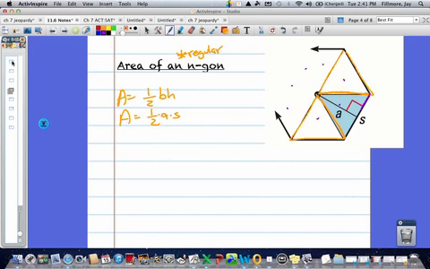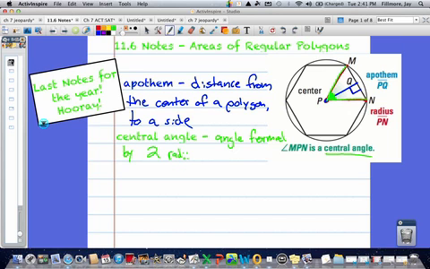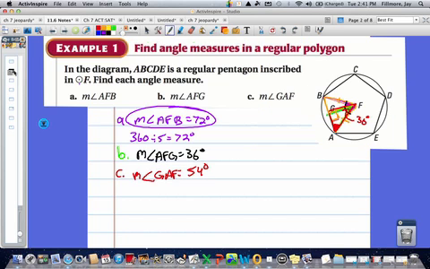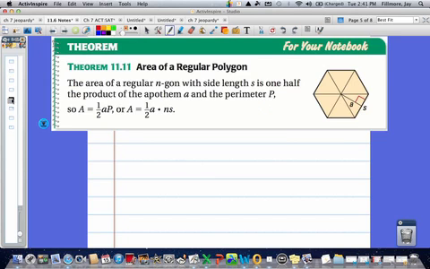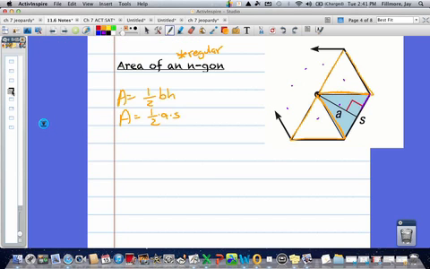Because remember where we started, if you have a hexagon, you have 6 central angles. If you have a pentagon, you have 5 central angles or 5 triangles. So the number of sides is the same as the number of triangles. So I'm going to call n the number of sides, which is also the number of triangles. So we know that the area of this regular shape is all of these triangles times the number of triangles. So 1/2 times the apothem times the side times the number of sides.